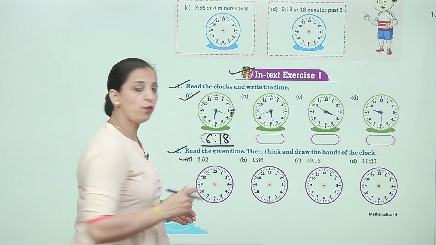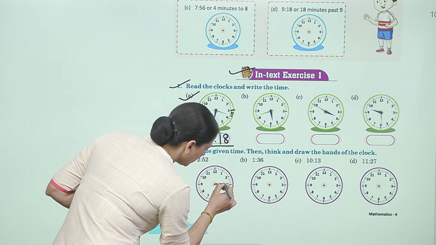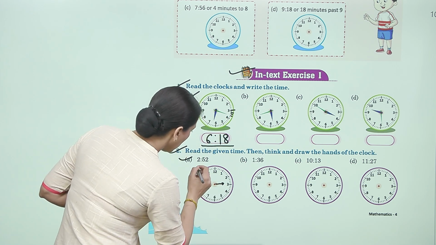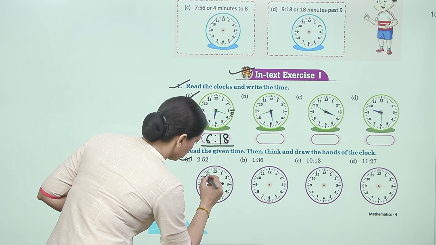A part. 2:52. 2:52 means hour hand is about to 3 and minute hand is at 50 and 52.